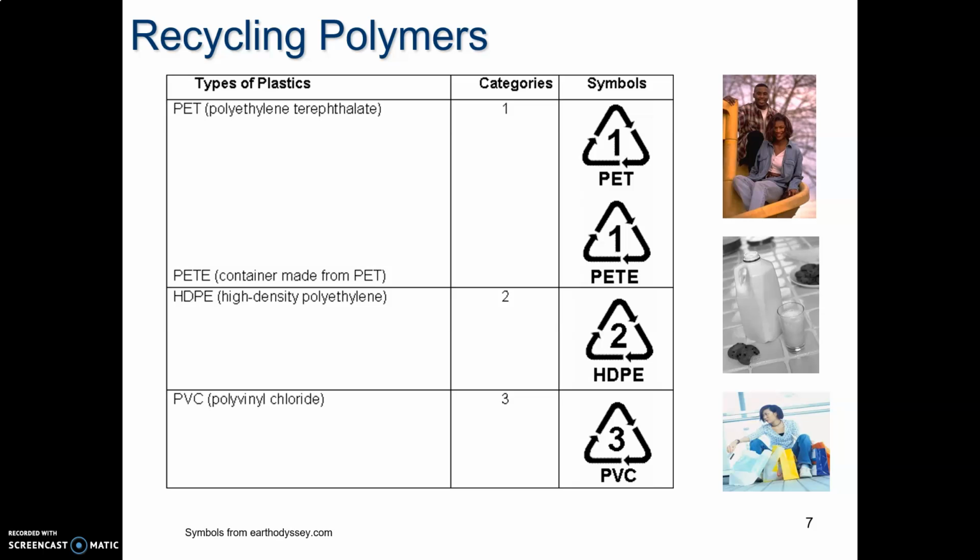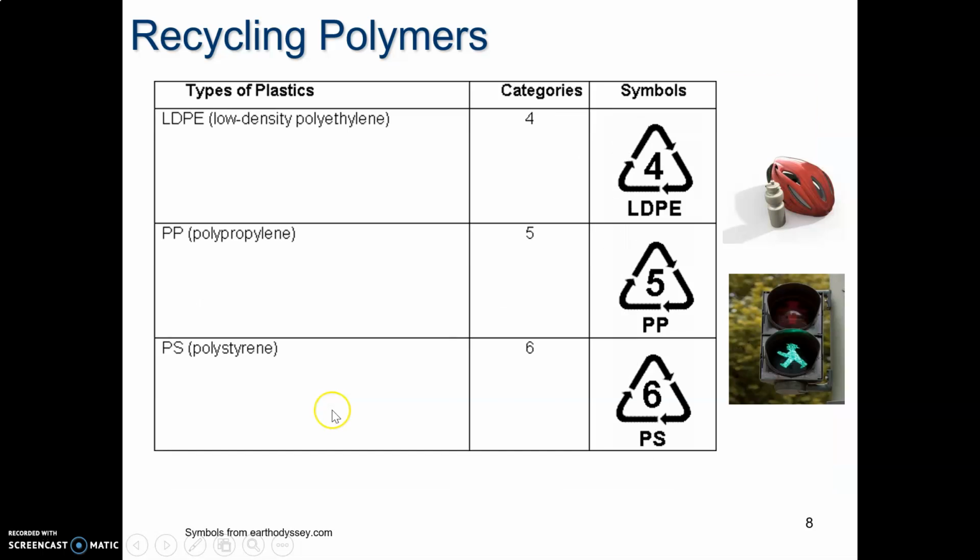PVC is a number three, and that would be like medical tubing. The vinyl siding is made out of that. Sewage pipes, some playground equipment. Those are all examples of products made of PVC. And then low density polyethylene, that's a number four. This would be like squeeze bottles, bread bags, maybe some trash cans are made out of that.